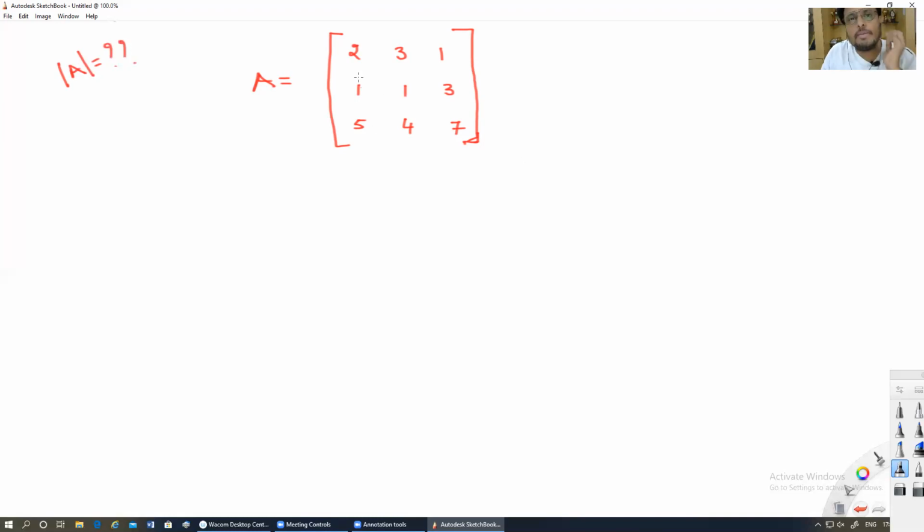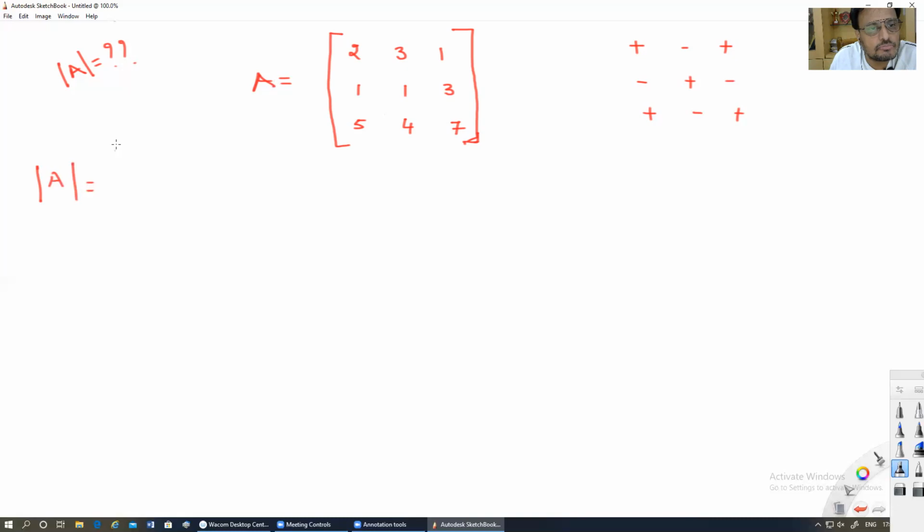For 3 by 3, you start with the first row, and all the signs you can write like this: plus, minus, plus; after plus, minus, plus, minus; after minus, plus, minus, plus. So whether you see it column wise or row wise, let it start wherever it starts. It may start with positive or negative, but the flow should then alternate. Now we have to find the determinant of A.